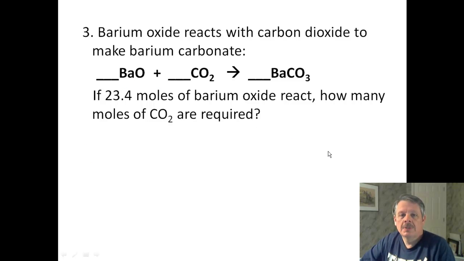Alright, how about this one? Well, of course I have to balance the reaction. Let's see. Barium I've got 1, oxygen I've got 3, carbon I've got 1. I am balanced, so all of my coefficients are 1. I don't need to write them, but I'm going to put them in there just so that you understand.